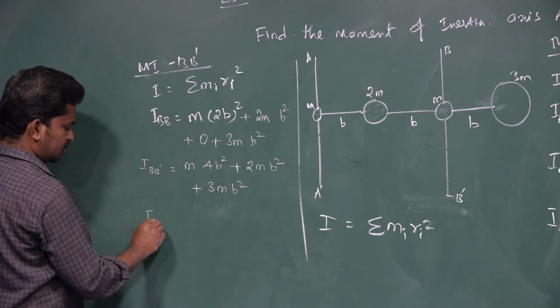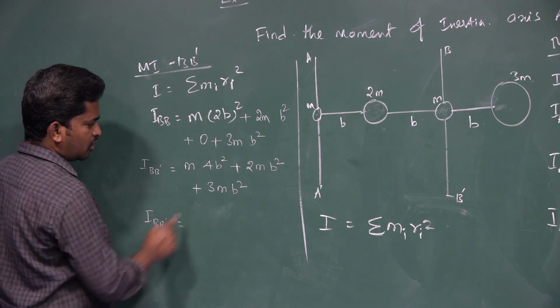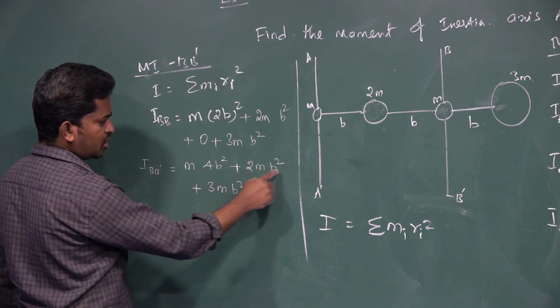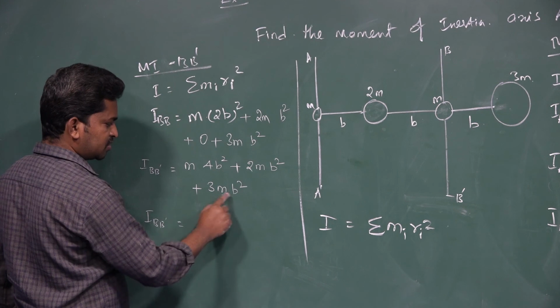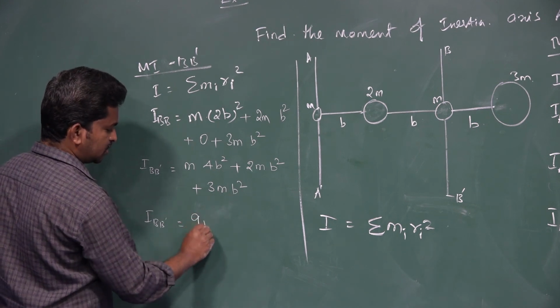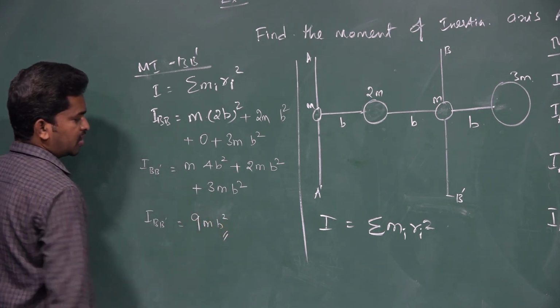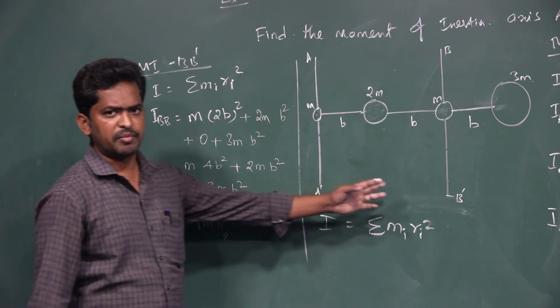So the moment of inertia about axis B dash is equal to 4m b square plus 2m b square, 6m b square, plus 3m b square, so 9m b square. This is the moment of inertia about axis B dash.